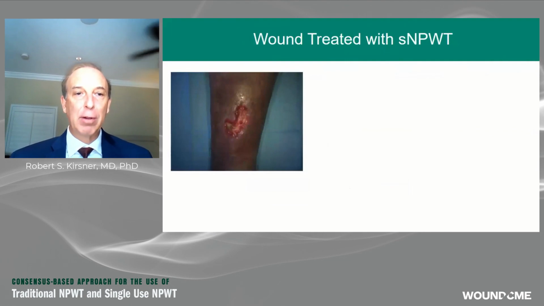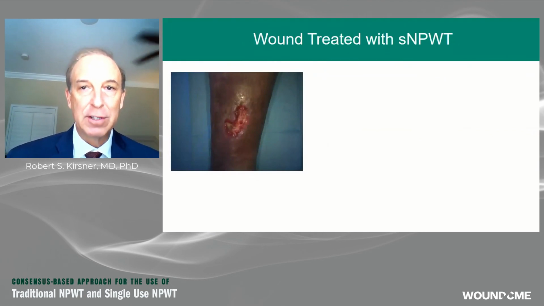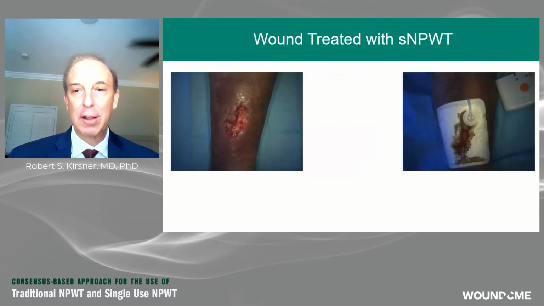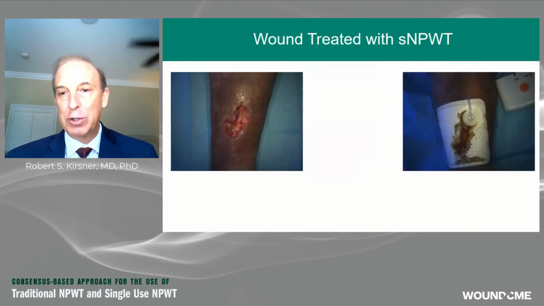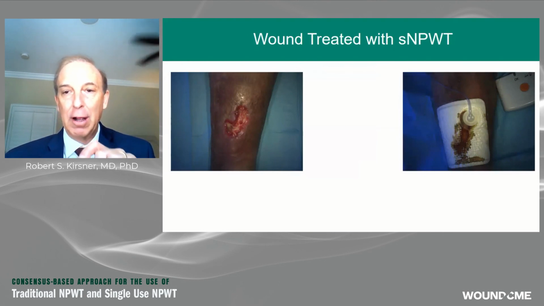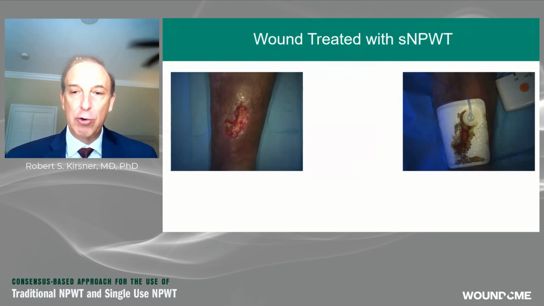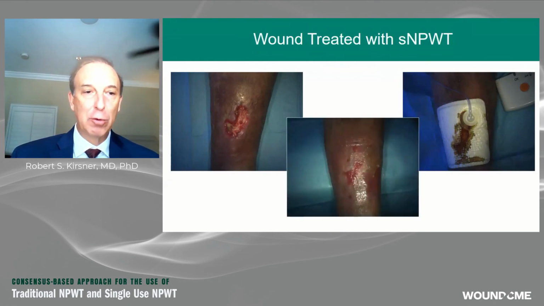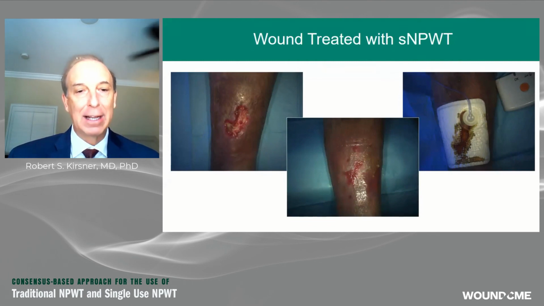Now, here's an example of somebody who received a single-use negative pressure device, a venous leg ulcer, prior to the use and the application of this device, which again is a single-use device that does not have a canister. The exudate is contained within the dressing or evaporates. And then after the 12 weeks, you can see the reduction in the wound size, fairly dramatic in this case.